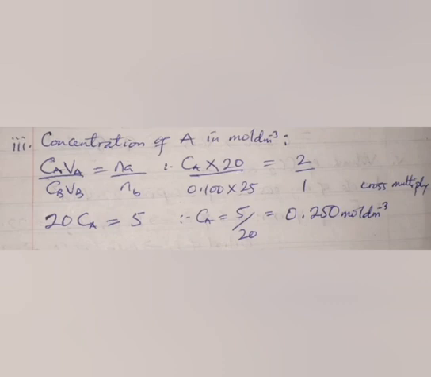Remember, my VA was 20, the one I assumed. Then VB is always a constant, the volume of your pipette, that is 25 cm cube. So CB, I've just calculated it to be 0.100. My NA is 2, my NB is 1. If you input all those values and cross multiply, you will get your CA. It's very simple and straightforward.